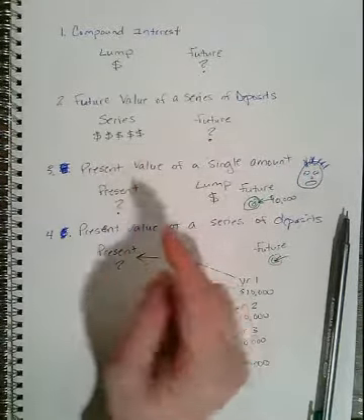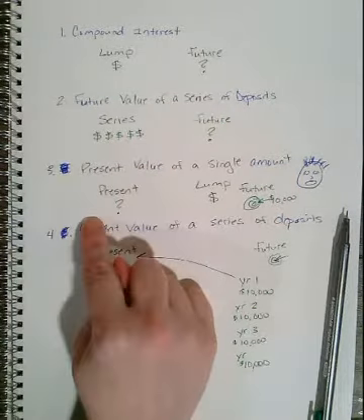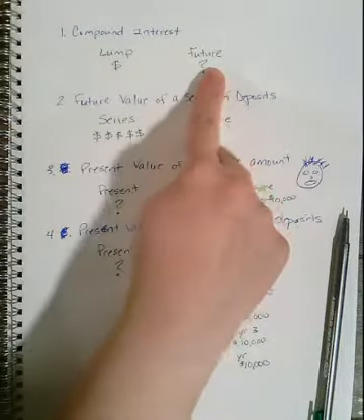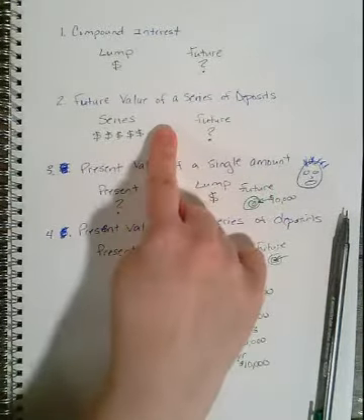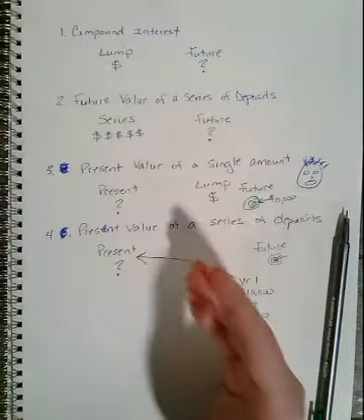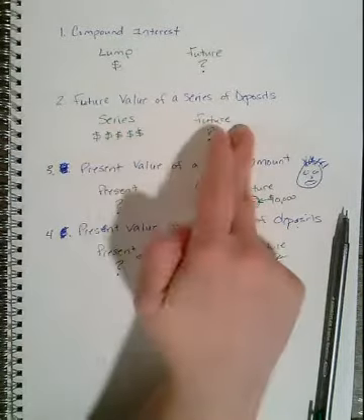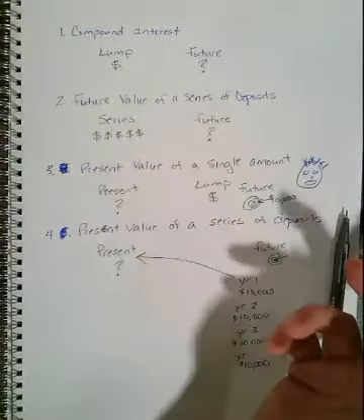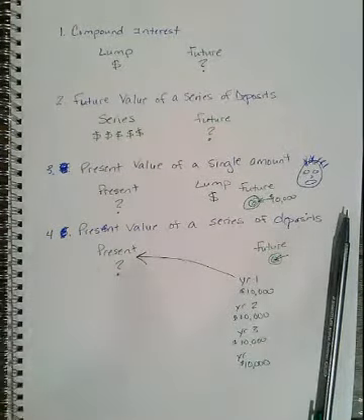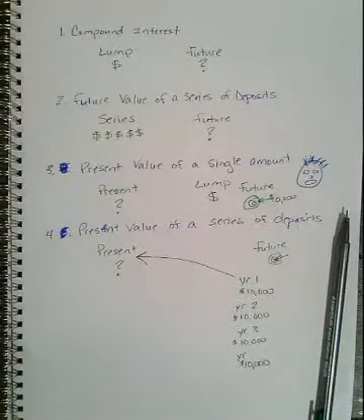And then you could ask yourself, are we trying to figure out the future? Is that the unknown? Or are we trying to figure out the present? Are we working backwards to the present, or are we working towards the future? Future value of a series of deposits, present value of a series, they both involve series of payments. And then again, you ask yourself, what is the unknown? If you can answer those 2 questions, you can narrow it down to what 2 charts you're going to be using.